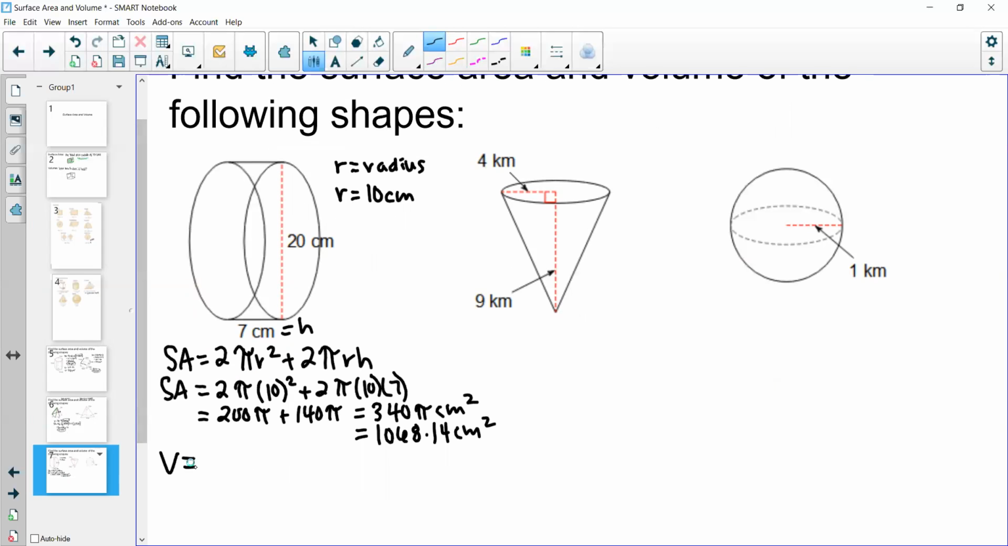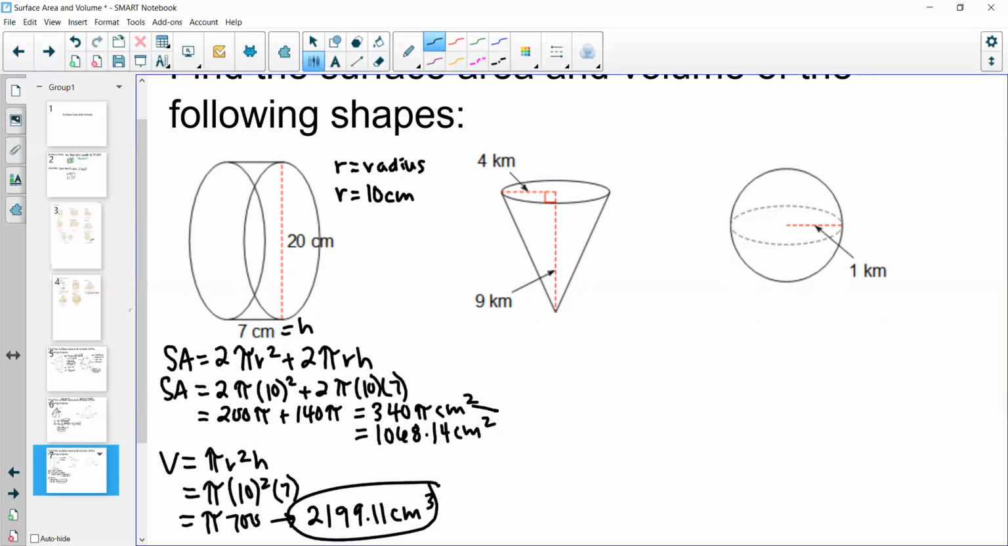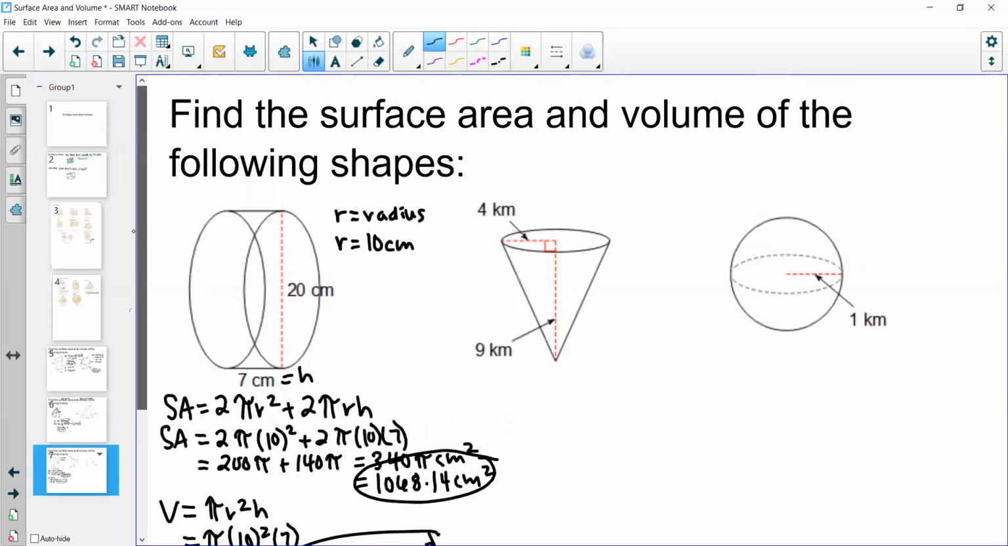If we want to find the volume of a cylinder, what we're going to do is pi r squared times the height. So this is going to again be pi times our radius, which was 10 squared, times our height, which is 7. So this equals pi times 700, which 700 pi is actually going to be 2,199.11 centimeters cubed. So that would be our volume there. Now, when we're dealing with these shapes that have circles with them, so cylinders, cones, spheres, we have to include pi in our situation there.